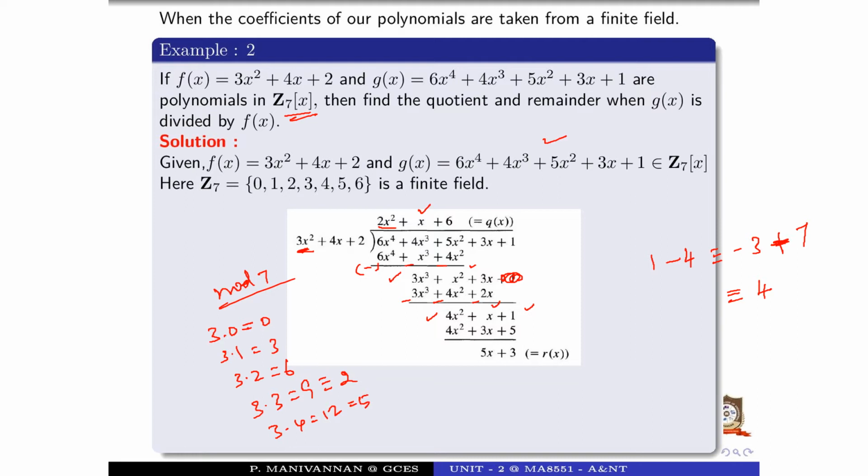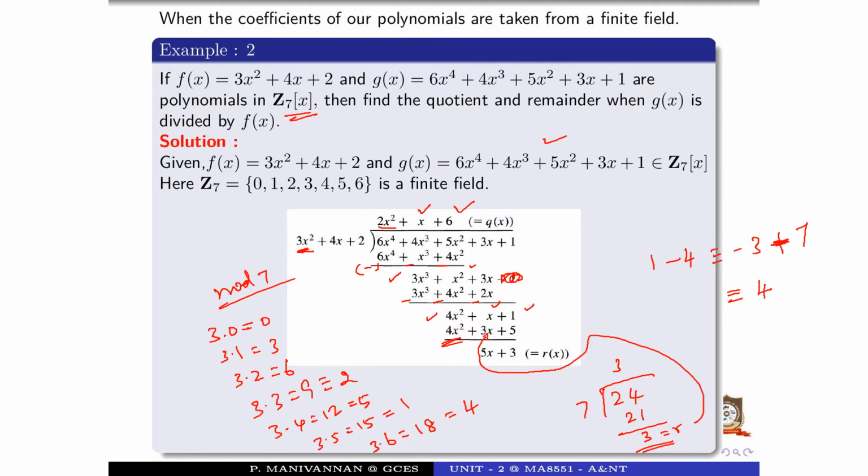It is not equal to 4. 3 into 5 equal to 15. 15, the remainder is 1. 3 into 6, 18. The remainder is 4. Okay. So 3 into 6, we get 4x square. 6 into 4 is 24. 24 divided by 7, 3 times 21. Remainder is 3. We put 3 here. 6 into 2, 10. 10 by 7, 1 time. So the remainder is 3.